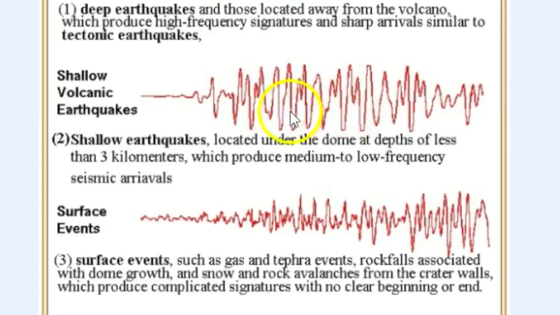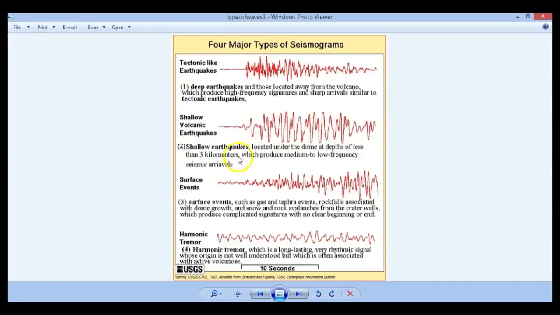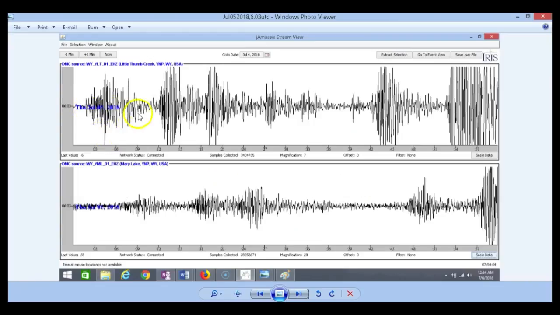Next on the list is a shallow volcanic earthquake. Shallow earthquakes located under the dome at depths of less than 3 kilometers which produce medium to low frequency seismic arrivals. I would not be surprised if some of these have occurred at Yellowstone recently. Oh, wait a second. Well, this looks a little familiar. The bottom here is the same time period, but from YML, Mary Lake, which is about 12 miles northwest of YLT, this station that recorded this right here.